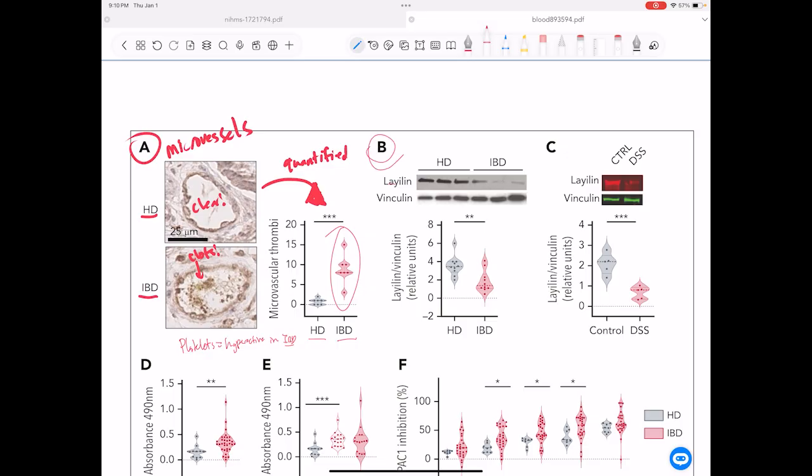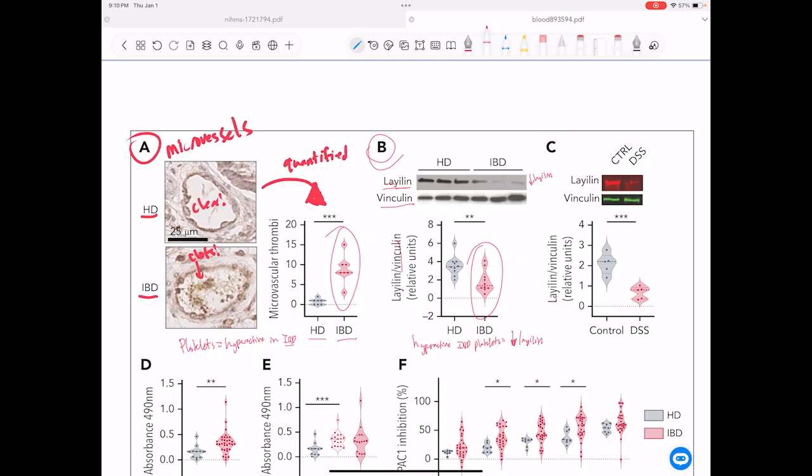And this is the Western blot here. We have Layilin on top and a control on the bottom here. And we can just see in this one, there's a reduction of Layilin, which is again quantified down here. Look at how much less Layilin there is. Now, it's not a complete deletion and it's not a complete loss, but these hyperactive platelets, IBD platelets, they have reduced Layilin. Coincidence?